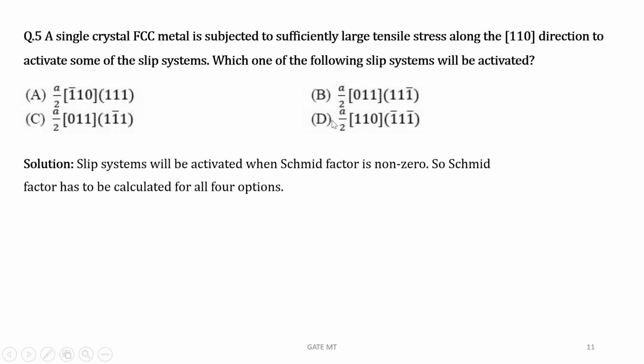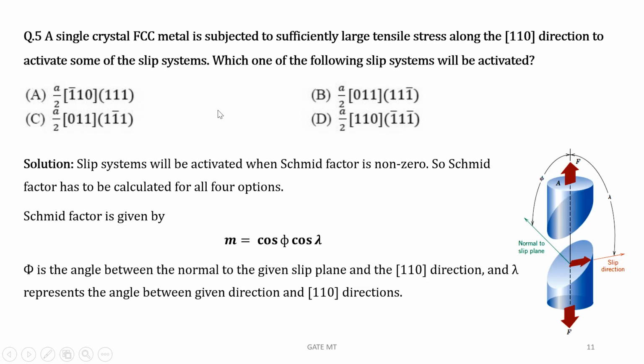So, does anybody know what is the equation for the Schmid factor? Yeah. So, the Schmid factor is given by m is equal to cos phi cos lambda. And phi is the angle between the normal to the given slip plane and the 110 direction. And lambda represents the angle between the given direction and the 110 direction. So whenever we are calculating cos phi and cos lambda, one thing has to be kept in mind.